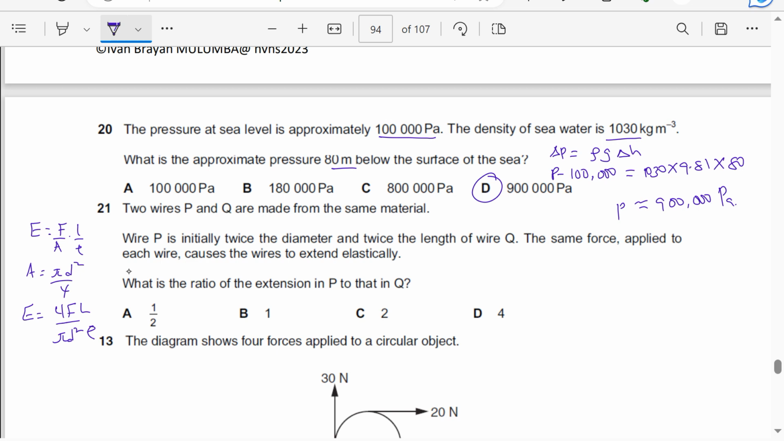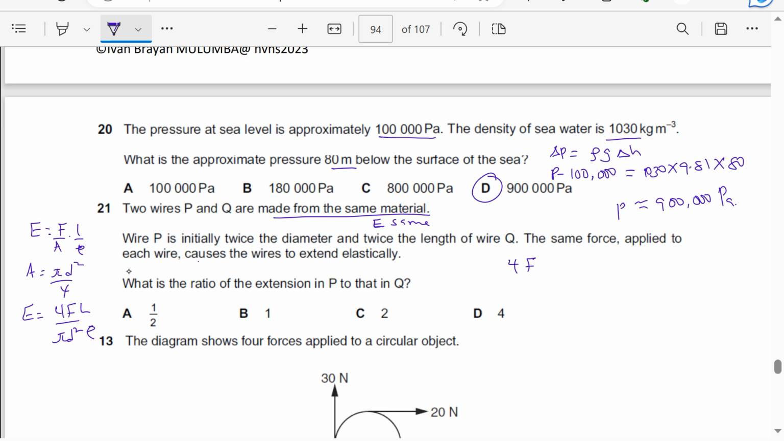So let's now come up with the two equations. Since they are made from the same material, the Young modulus is the same, so E is the same. So I will just equate the equations. For Q, we shall have 4F times the length, and for P, the same F. Now let me start with Q, because P is initially twice the diameter and twice the length of Q.